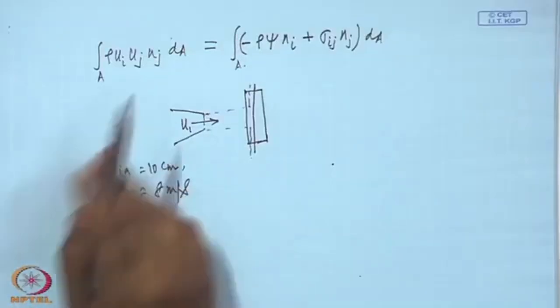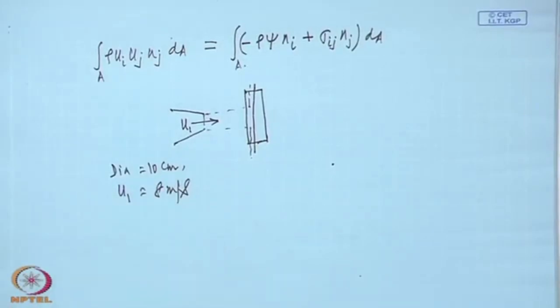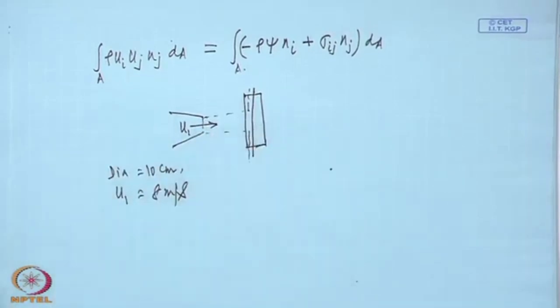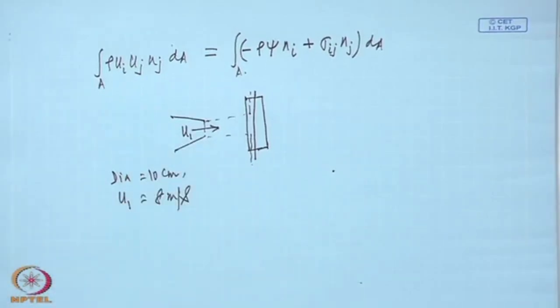So, in this problem, see this i and j cannot take 1, 2, 3. We will treat this problem as a two dimensional problem. So, i and j both can take 1 and 2. And eventually that rho u 1 into the area, of course, gives the mass flow rate. The mass flow rate, rho u 1 into this cross sectional area, that will give you the mass flow rate.